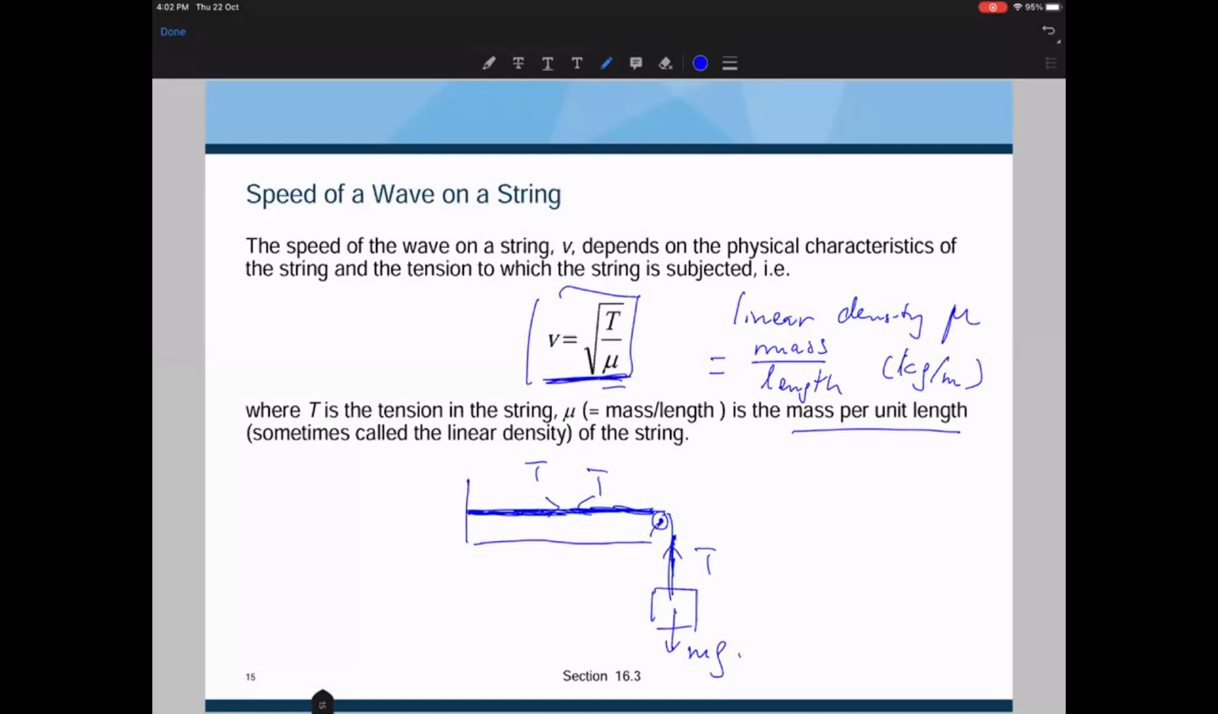Students who play violin or students who have experience with guitar should probably recognize this equation. If not by the formula, you would recognize it by the way in which you adjust the notes in the string. Now, in the violin, for example, at the top of the violin, you have screws. Those screws can be used to tighten the string. The tighter the string, the higher the frequency of sound that can be played.